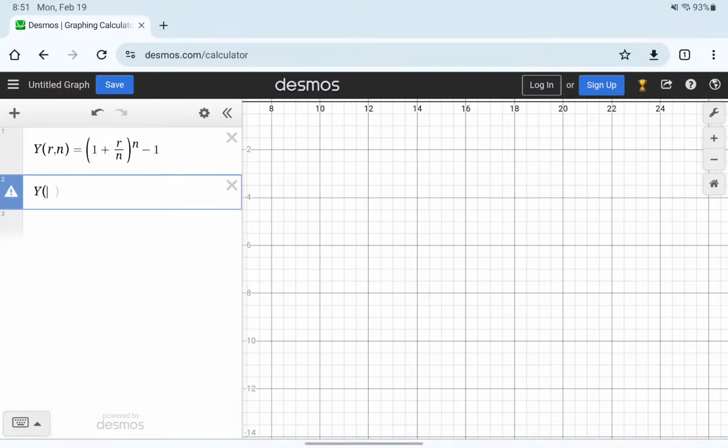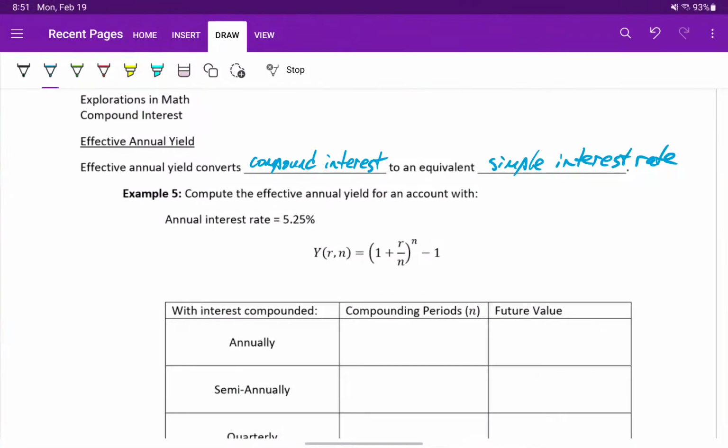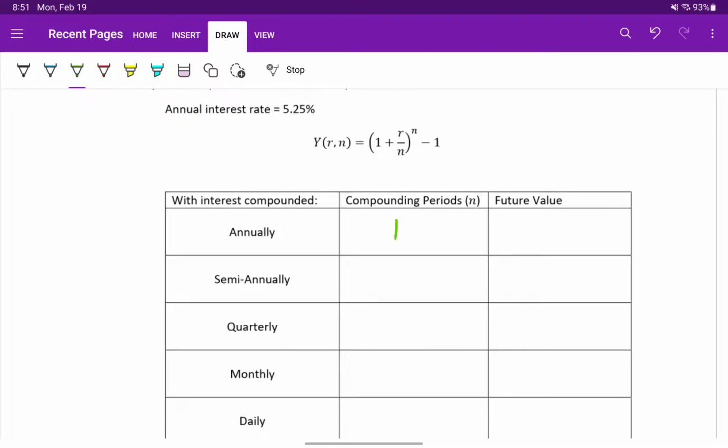I already have this set up in Desmos, so we'll evaluate y of 0.0525 with n equals 1 compounding period for annually compounded interest. And what we see is that that interest rate is 5.25%. So with one compounding period, our annual interest rate of 5.25% compounded annually is equivalent to a simple interest rate of 5.25%. Let me just update this column. This should say effective annual yield.